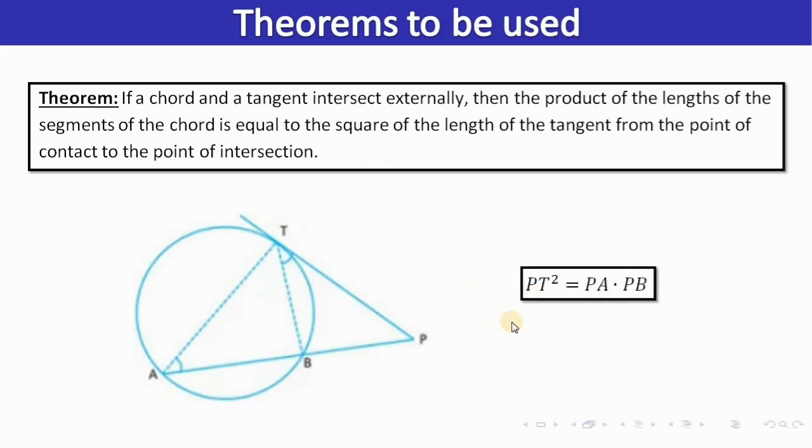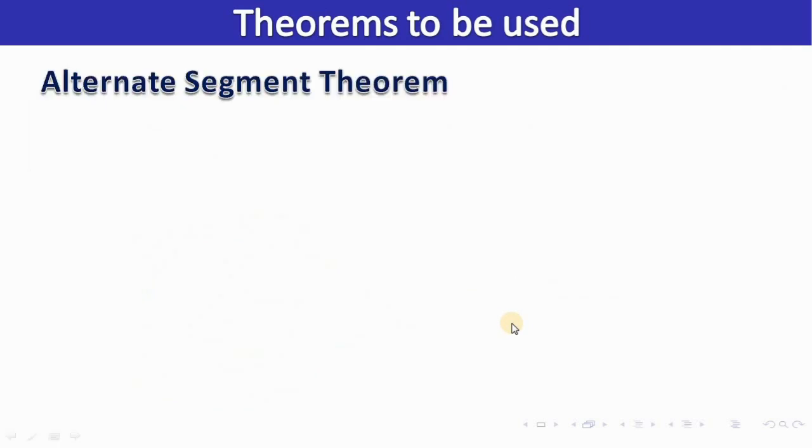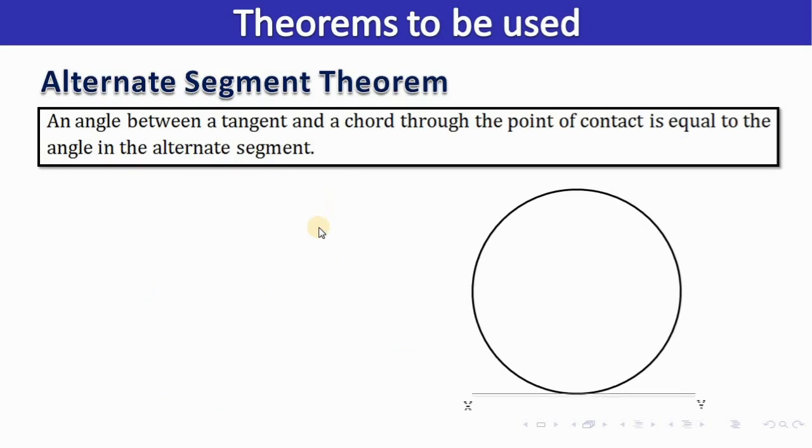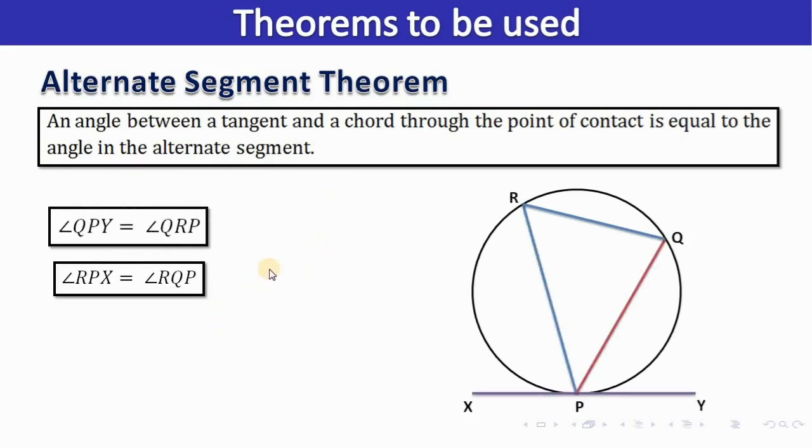The last theorem, which we have already been introduced to, is called the alternate segment theorem. You are already aware of the alternate segment theorem, right? According to the alternate segment theorem, we should have these two. You may pause the video to note down each theorem.